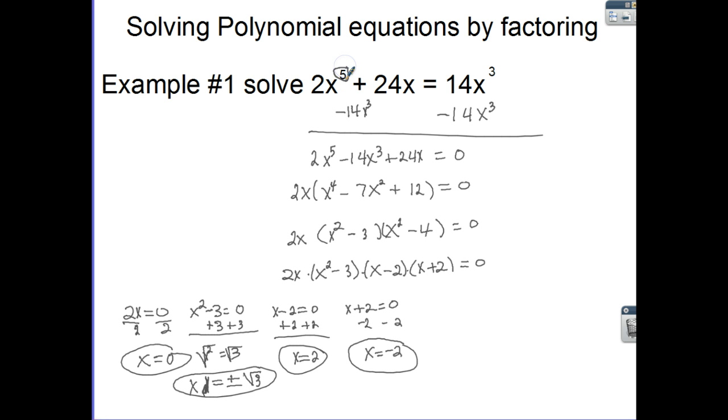Okay, so let me say something. The most number of solutions that you can find is the degree of it. Now, it doesn't mean it has that many, but it can have as many as 5. It can have fewer, but it can't have more than 5. Okay.